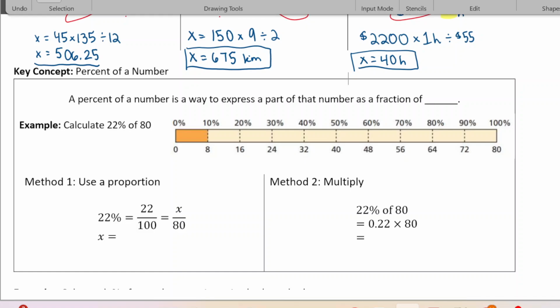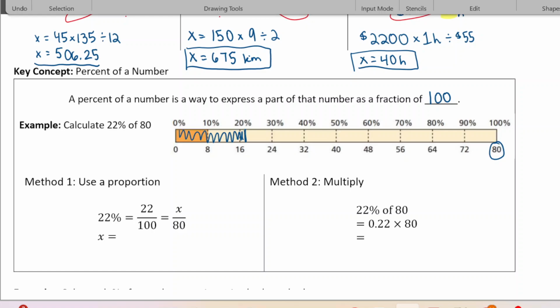Let's say we want to do it as a fraction of 100. Okay, so let's say we want to do 22% of 80. If I look here at the bottom of this number line, here's 80. And on the top, I've matched the scale up to be out of 100. So it looks like 22% would be about here. So I'm expecting a number like maybe just a little bit bigger than 16.